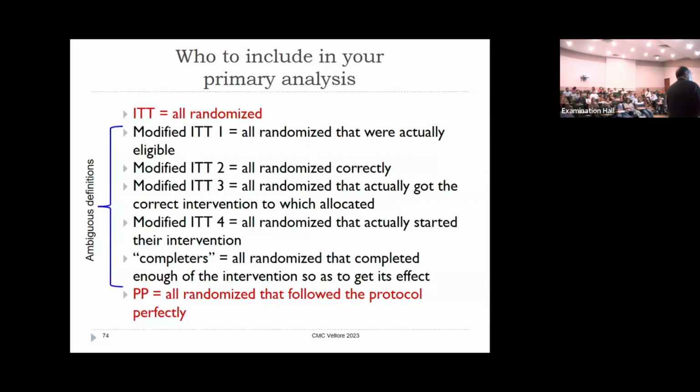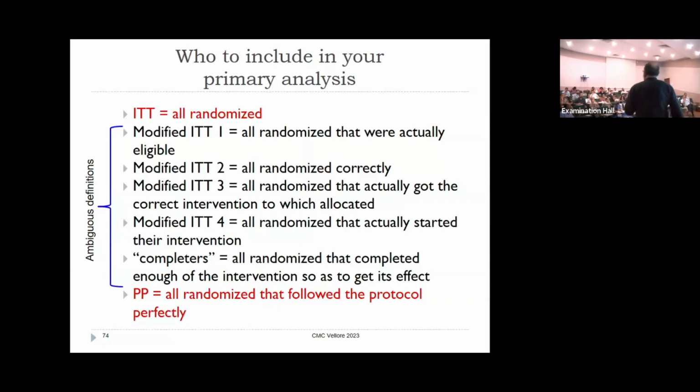Okay. Then there's people that do this: all randomized that completed enough of the intervention so as to get its effect. What is enough? What do you think is enough? Because you have tortured the data sufficiently that if I analyze it this way with these people and these people, I'll get significance. If I do everything, but this is actually these, as we go down here, these are problematic. This, many times you can argue.